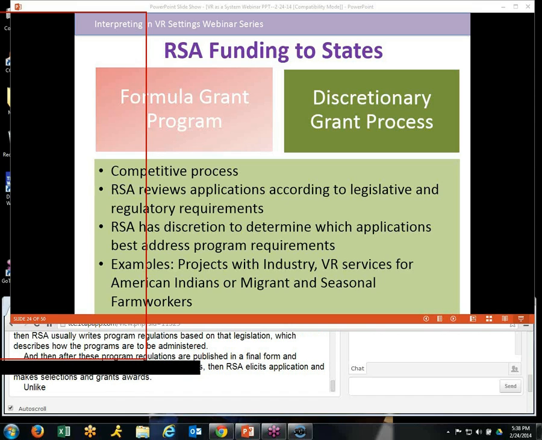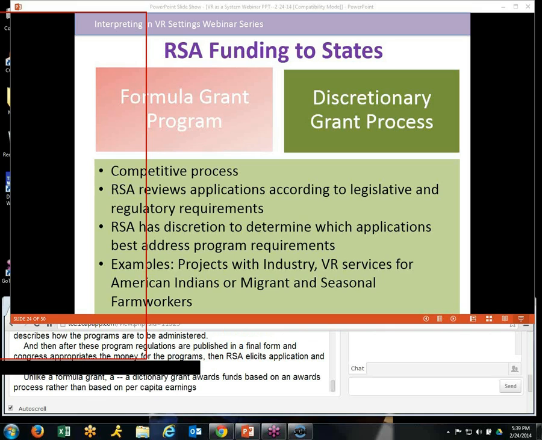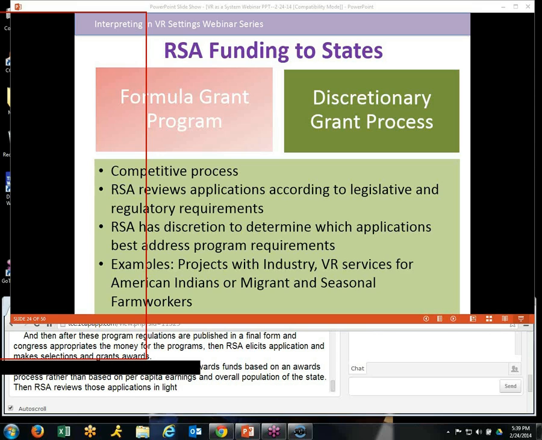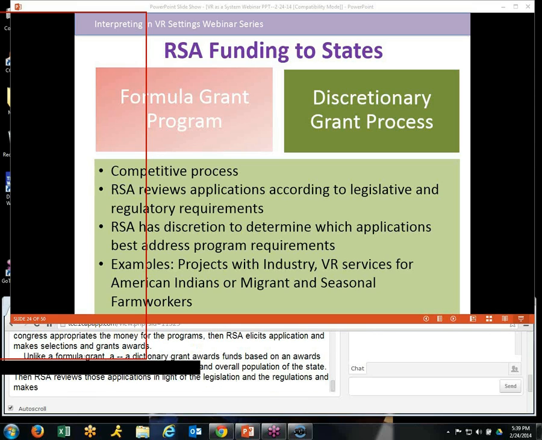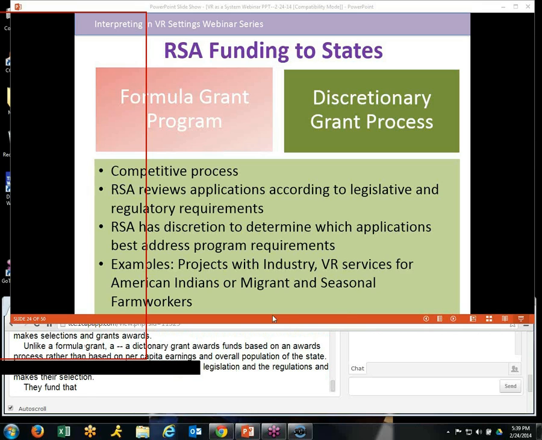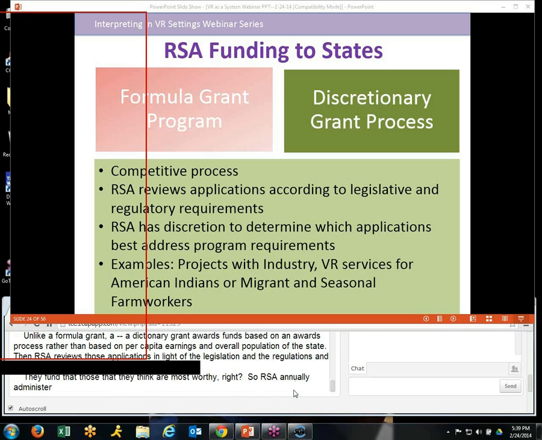Unlike a formula grant, a discretionary grant awards funds on the basis of a competitive process rather than the per capita earnings and overall population of the state. And then RSA reviews those applications in light of the legislation and the regulations and makes their selection. And they fund those that they think are most worthy, right? So RSA annually administers these discretionary grants.